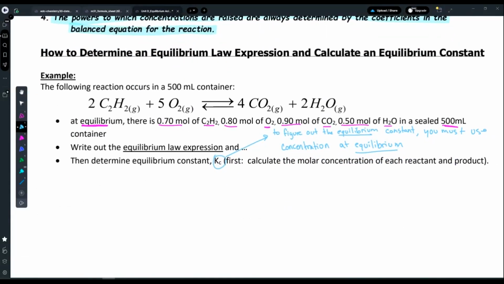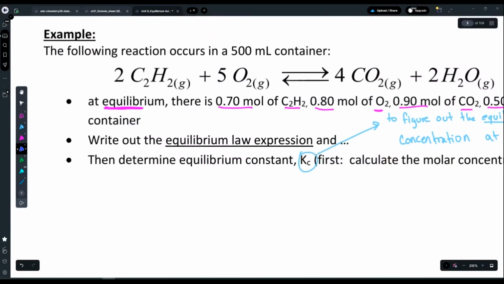All right, so let's write out this reaction. I'm going to write it out again just so I can use it to organize my information.